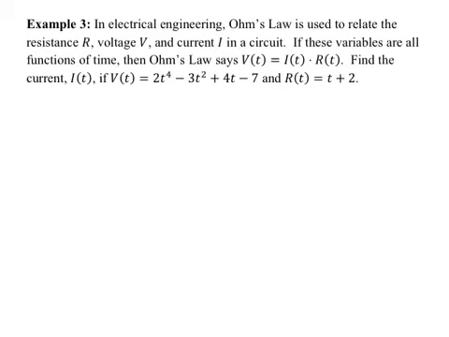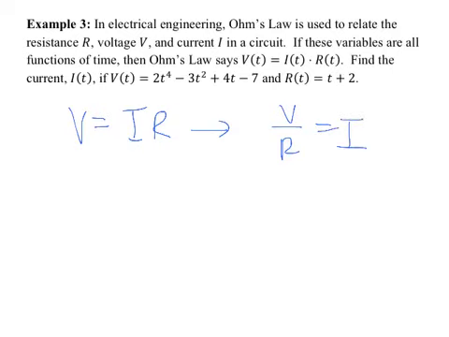So we're going to go ahead and take a look. We're going to say, well, V equals IR. We're looking for I, so we'll solve by dividing by R. We get V over R equals I. So take this function for V and divide it by this function for R. So in essence, we're going to be able to use synthetic division.